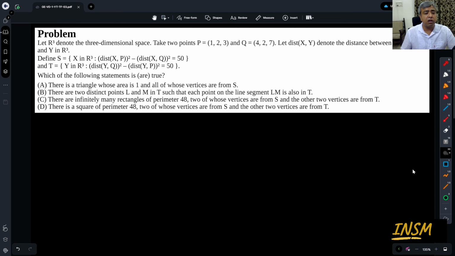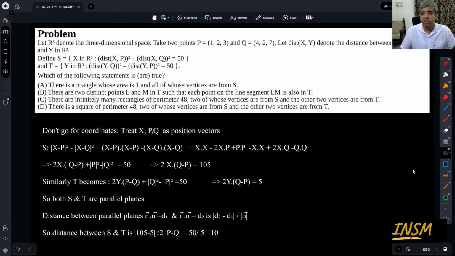But vector form gives an even shorter path to this. So we will just see. We are not going for coordinates as it's a little longer, and you don't need to get intimidated seeing this problem. Now this distance xp square is basically the distance between the vector joining points x and p. So it becomes mod x minus p square. Similarly, distance between x and q is mod of x minus q square.